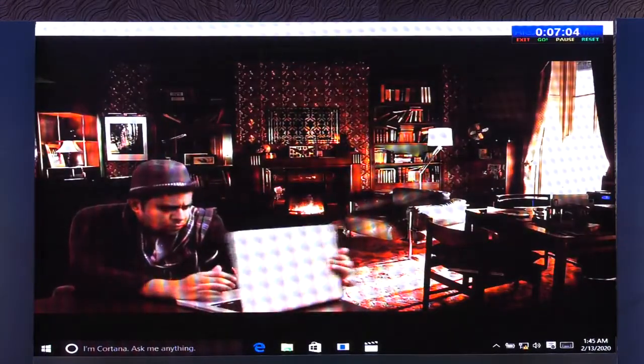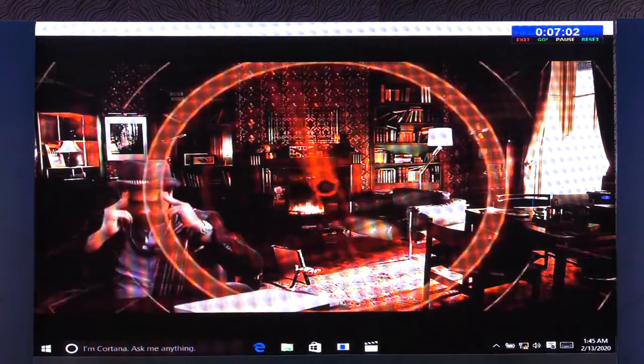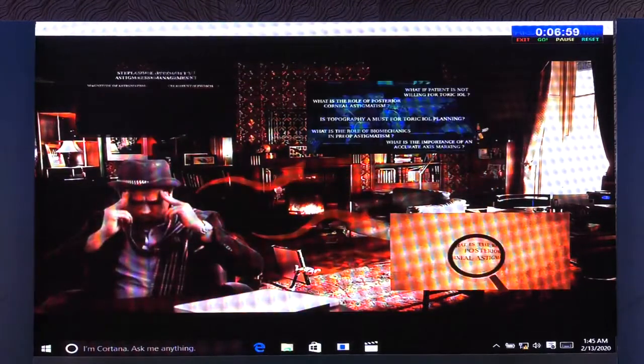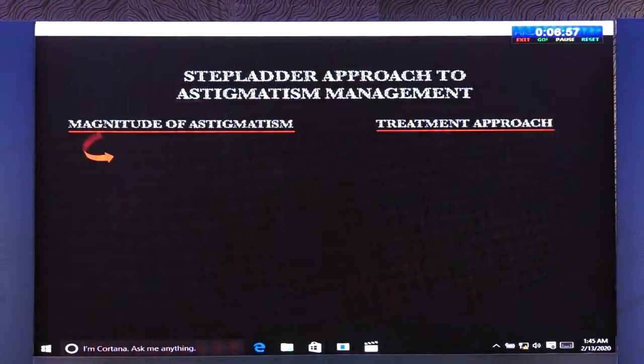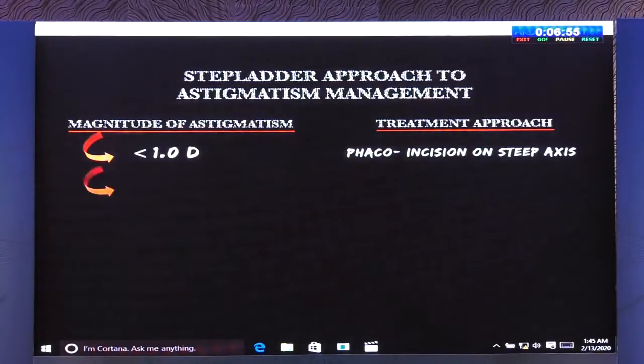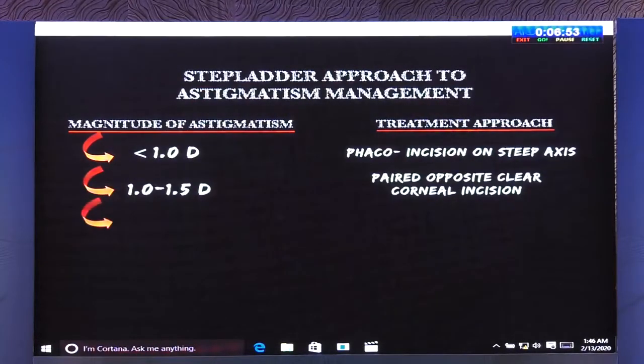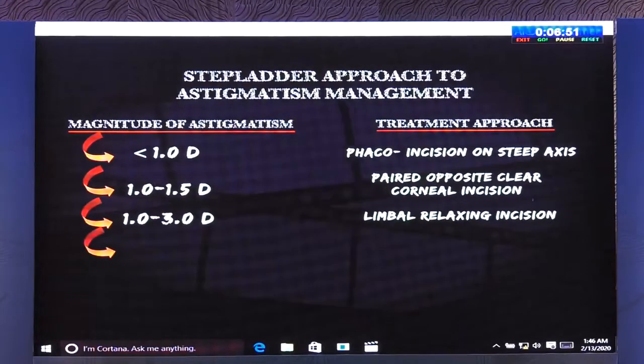Intrigued after reading the email, Dr. Holmes then entered his mind palace. He started thinking of a stepladder approach, which is normally used by all cataract surgeons to manage astigmatism.